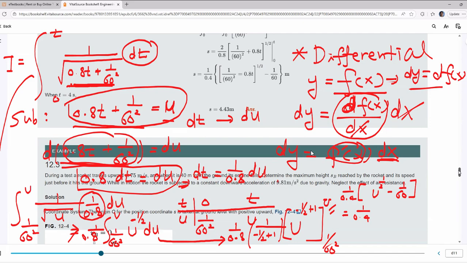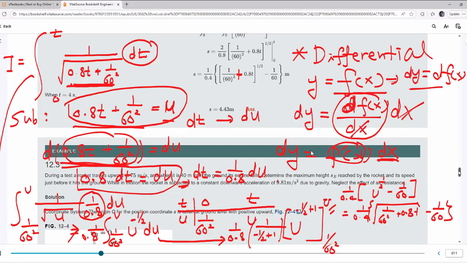Now at the end, we plug back in. u was what? 0.8 t plus 1 over 60 squared. So plug back in, and square root, minus 1 over 60. I want to fix the textbook. This has got to be positive. It's not an equal sign.